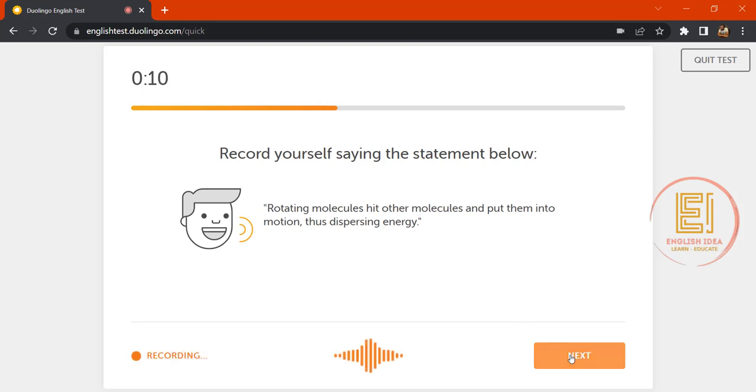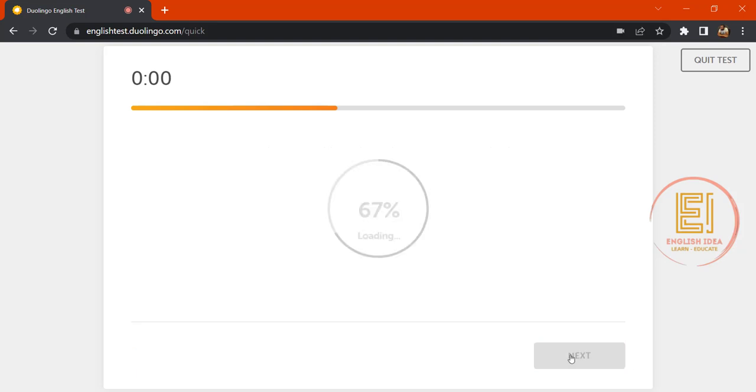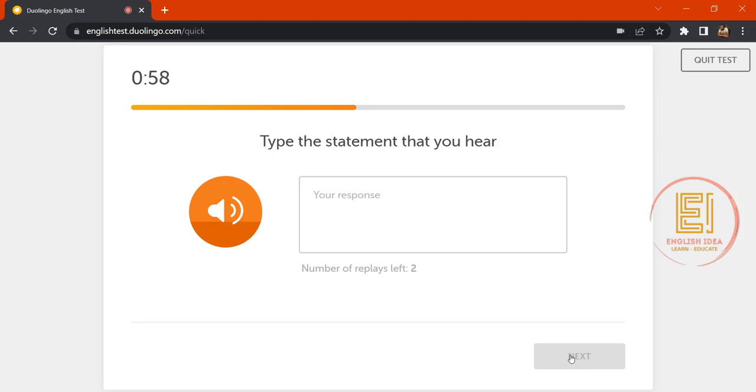Rotating molecules hit other molecules and put them into motion, thus dispersing energy. He gathered the last three matchsticks left on the floor.